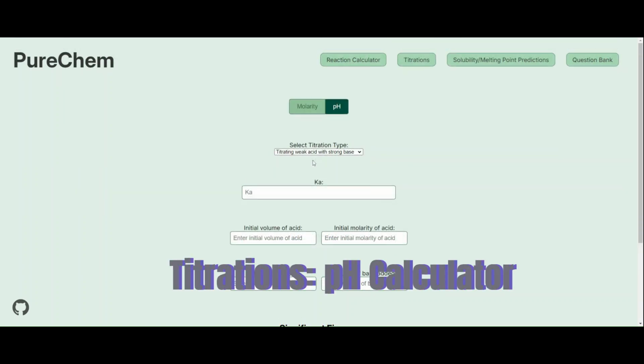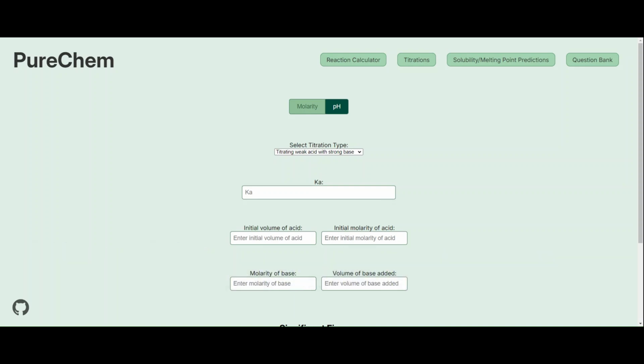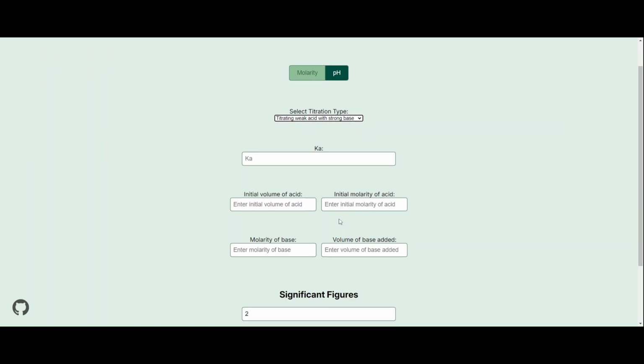Next up, we will talk about the pH calculator of the titration section. Here, we have a drop-down. We can either titrate a weak acid with strong base, which essentially just means that we're adding a strong basic solution into an acid solution. Here, it assumes that we know both the molarity of the acid and also the molarity of the base. And if we're titrating a weak acid or a weak base, we would need either the Ka value or the Kb value. However, if we're titrating a strong acid or a strong base, we wouldn't need them.